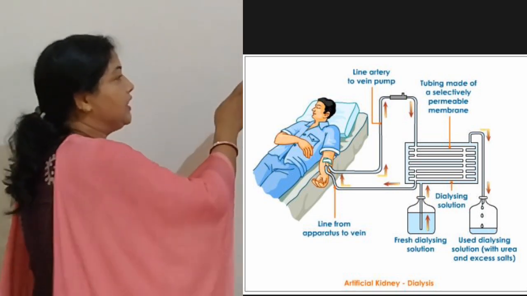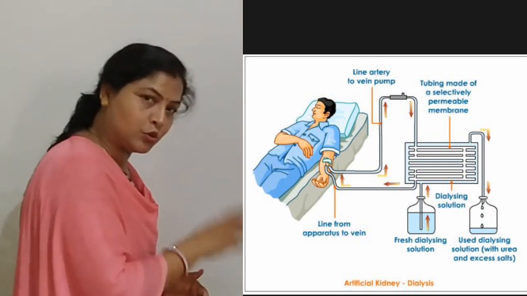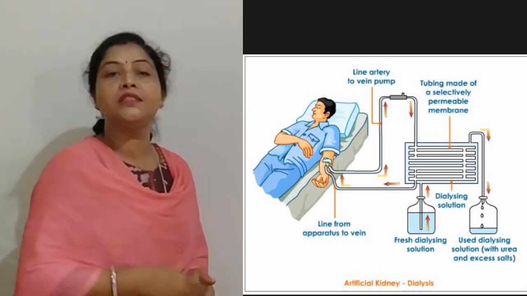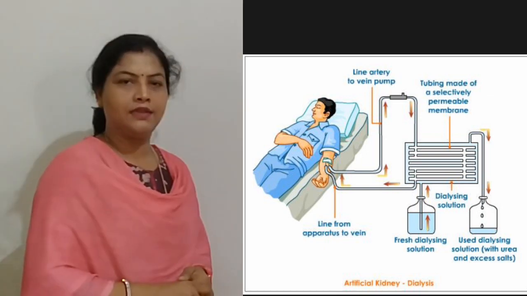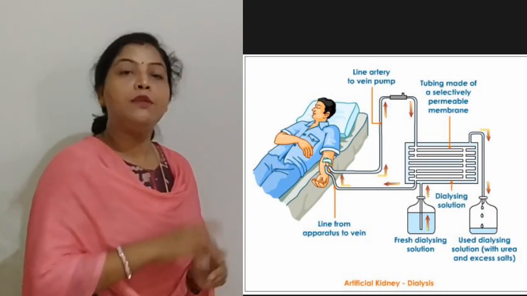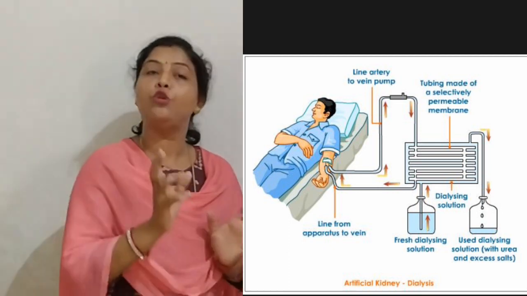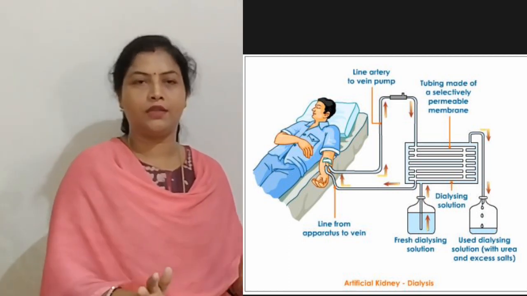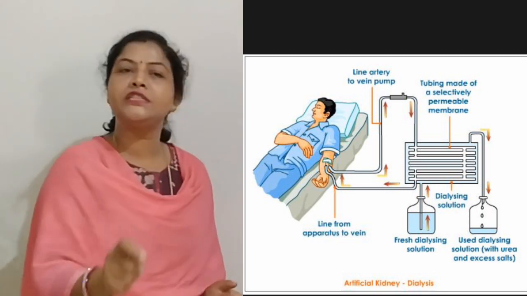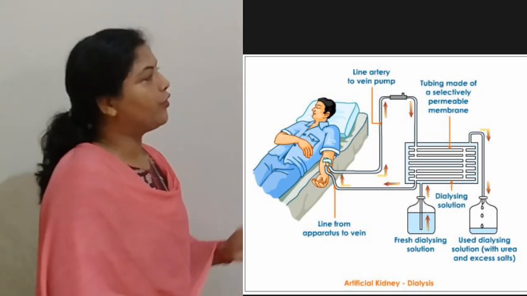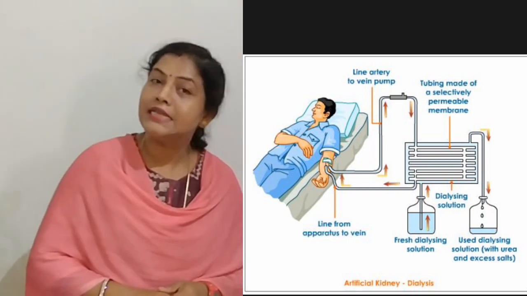And then this blood is cooled down. First of all, it is cooled and then mixed with anticoagulatory substance. What is that? Heparin. Heparin is mixed with it so that when the blood comes out, it should not coagulate. It should not clot. So, anticoagulatory substance is mixed, which is known as heparin. Then this blood is given to the cellophane tubes.